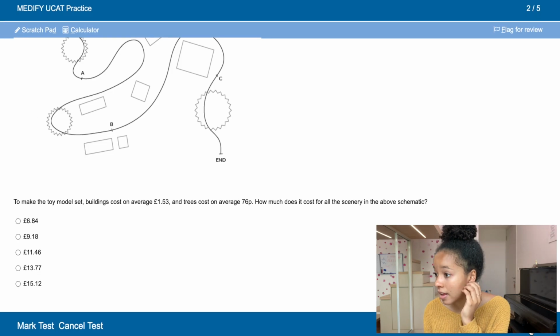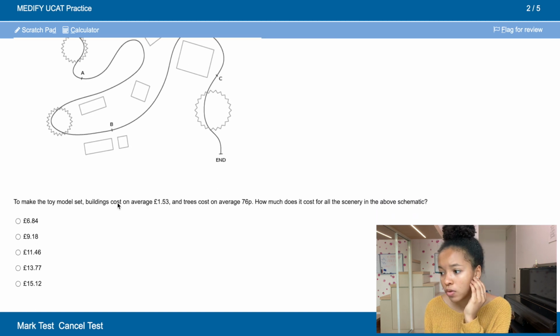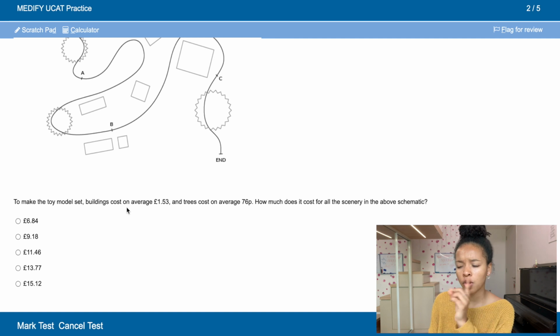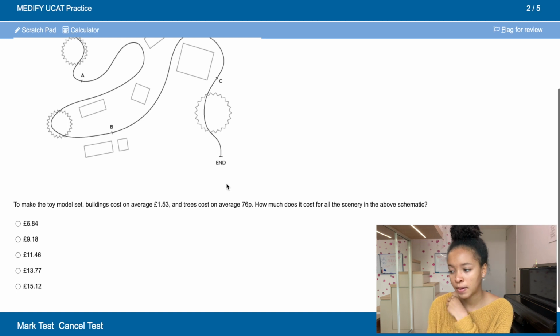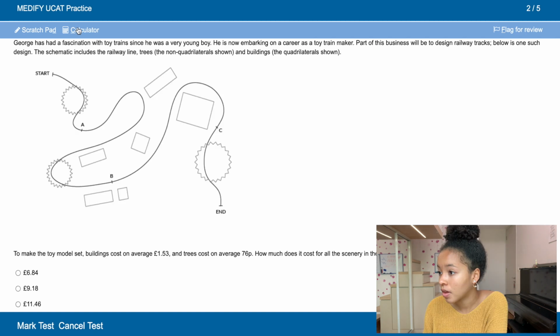Okay, the next question is, to make the toy model set, the buildings cost on average 1.53 pounds and trees cost on average 76 pence. How much does it cost for all the scenery in the above schematic? Okay, so let's do this.